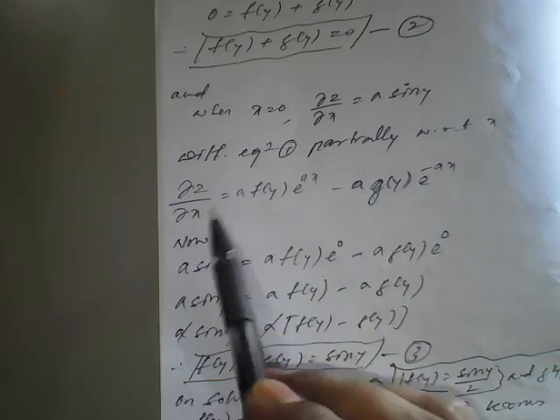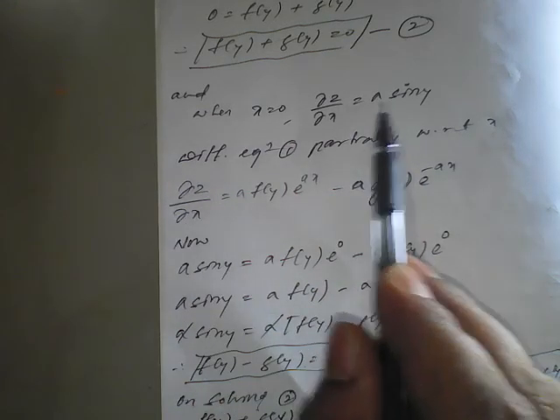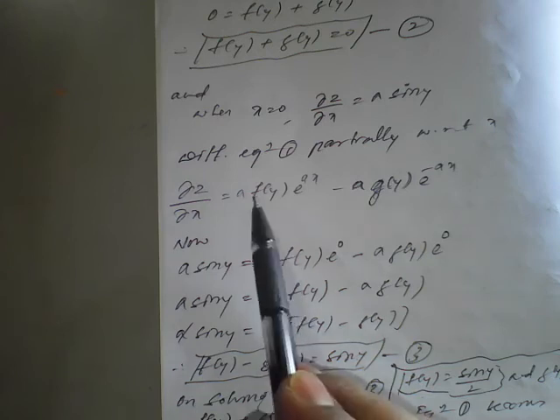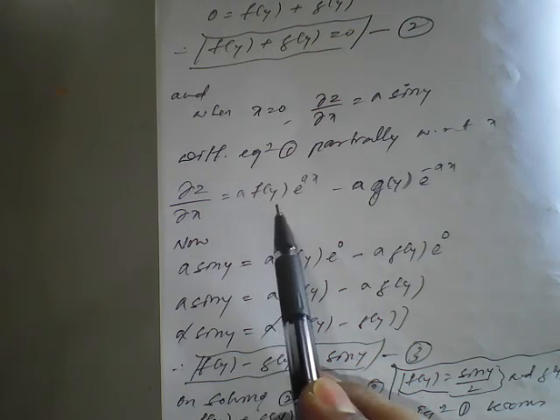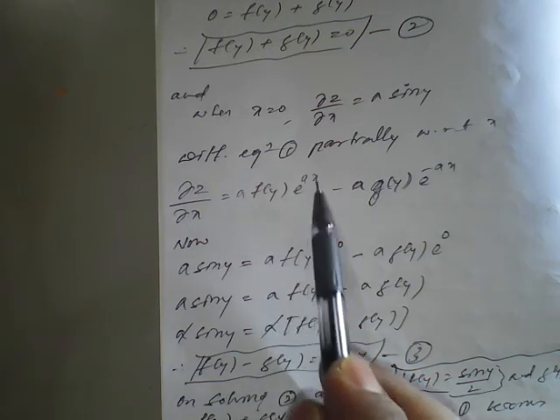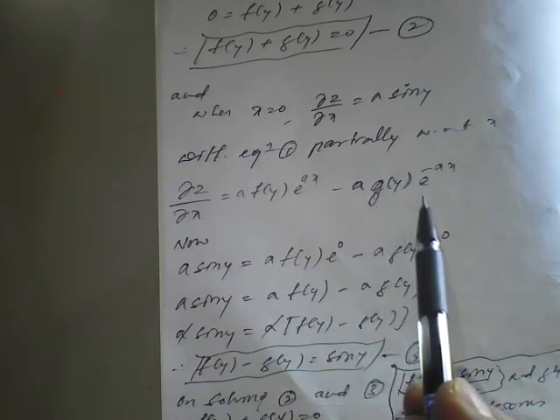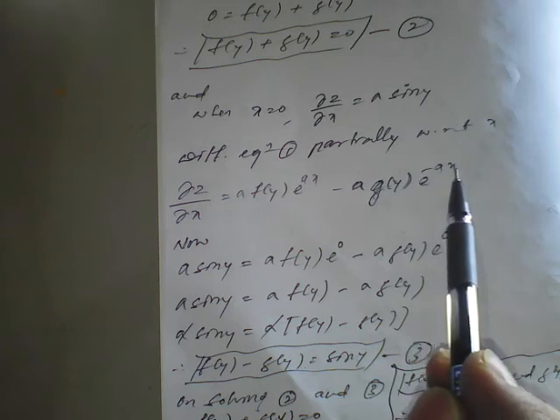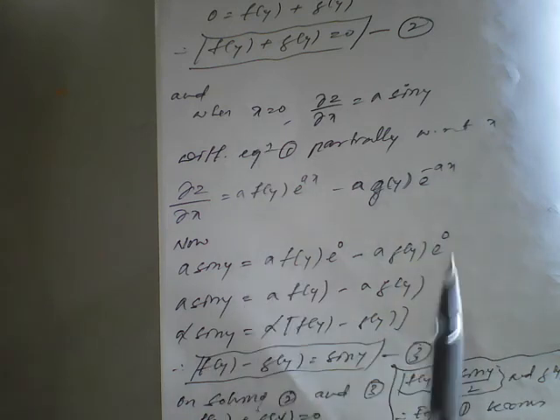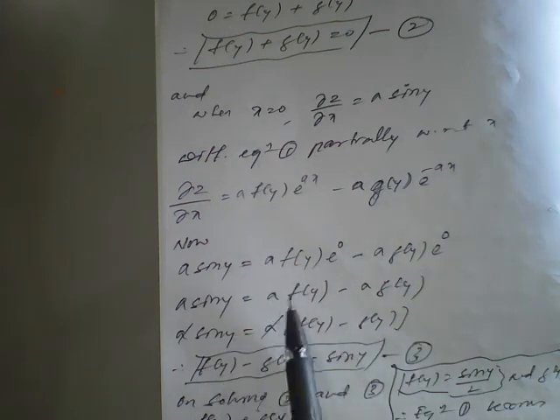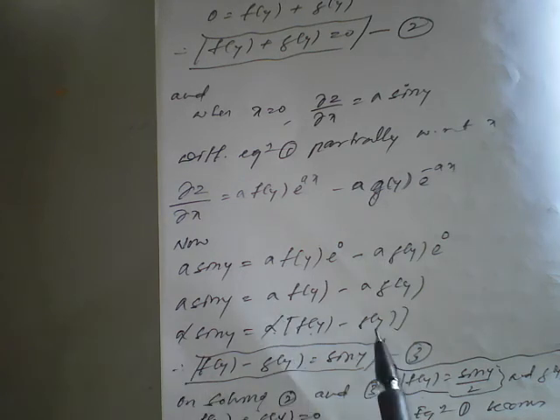Now you apply the value of dou z by dou x as a sin y is equal to a, f of y as it is, replace x as 0, so it will become e raised to 0. Similarly a as it is here, g of y as it is, e raised to minus ax, x value is 0 here. So on simplification, from this you take a common, so a cancels, f of y minus g of y is nothing but sin y.